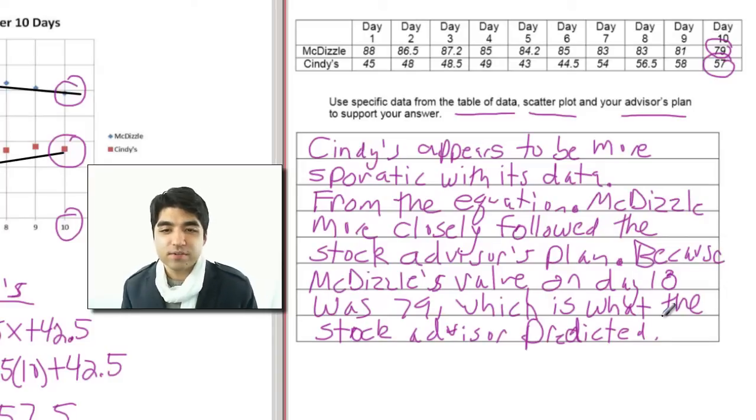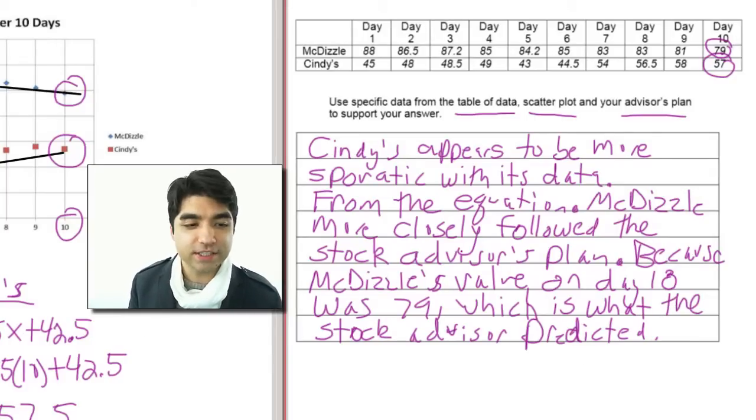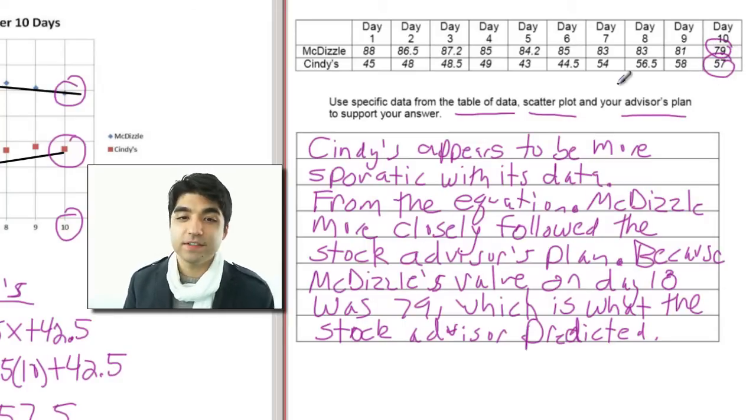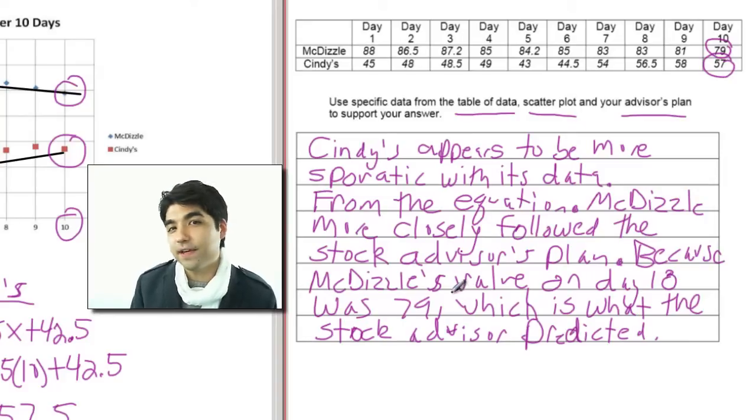Okay, so hopefully that makes sense, that I used both the scatter plot, I looked at what was going on there, and I also used my equations to compare with the actual values of the table to see who more closely followed the plan. When you get the real test, these are the steps that you're going to have to take and what you're going to have to explain in this paragraph here. If you have any questions, make sure to ask me, and then go ahead and print out the real test and work on that.